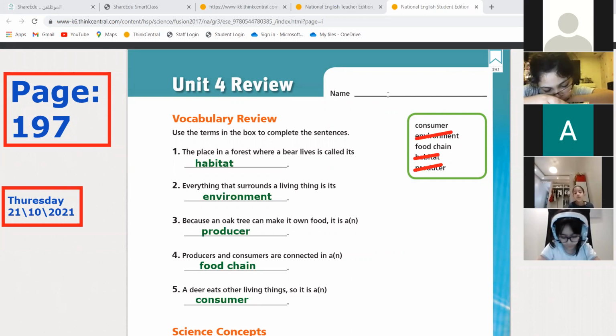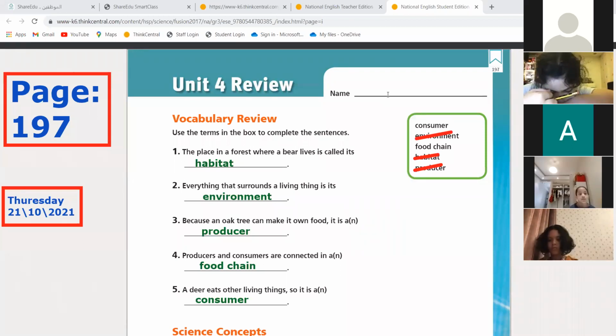Yes, Yaleen, please explain to me. Okay, I will explain to you. The decomposer is a living thing that breaks down dead organisms for food. Yes, exactly. That's right. They break down dead organisms for food.